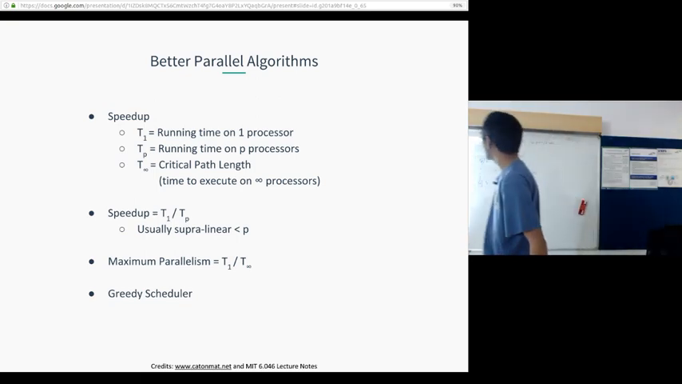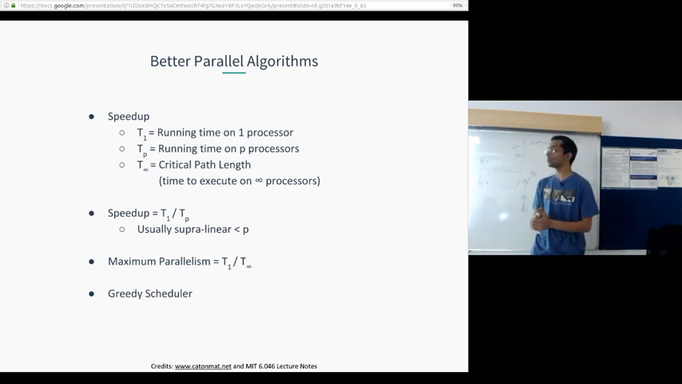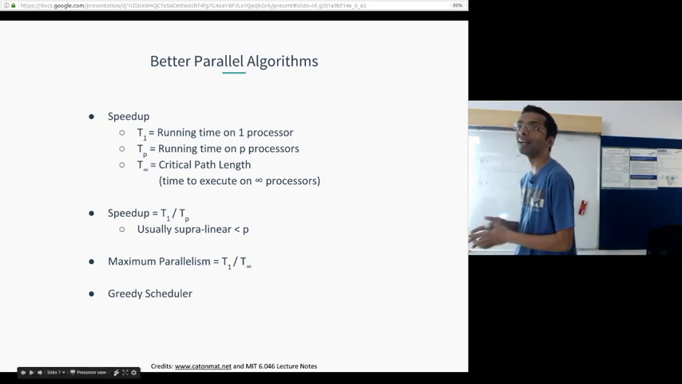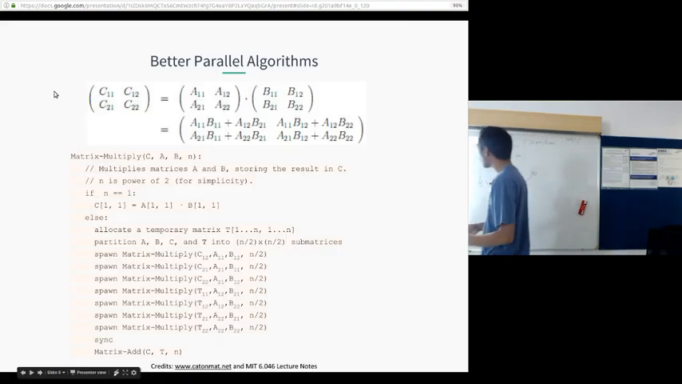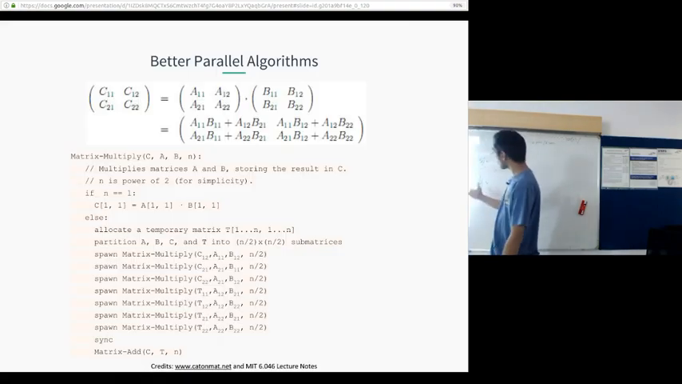All right. Okay, so now let's go for our favorite, matrix multiplication. Now let's talk about how we could do this in parallel.